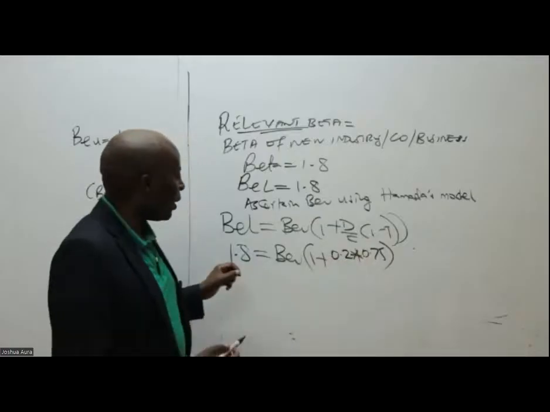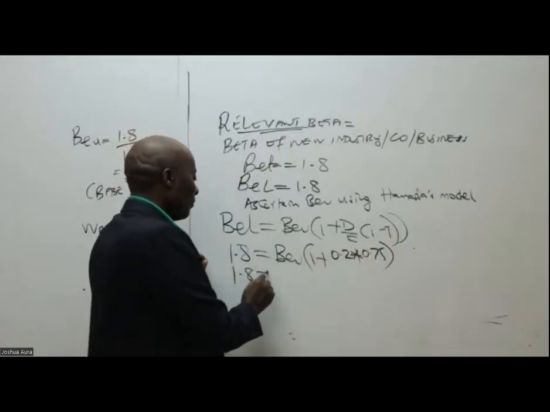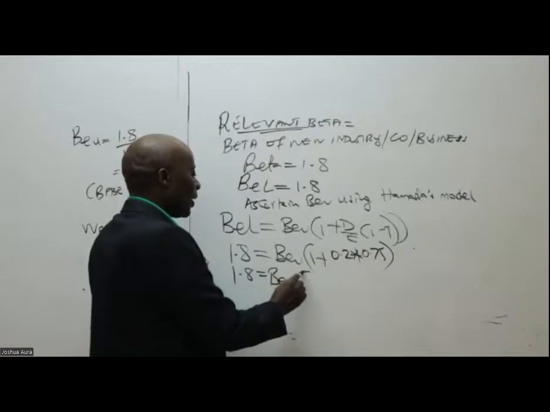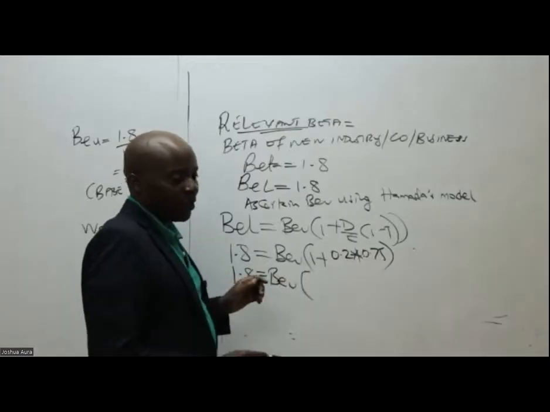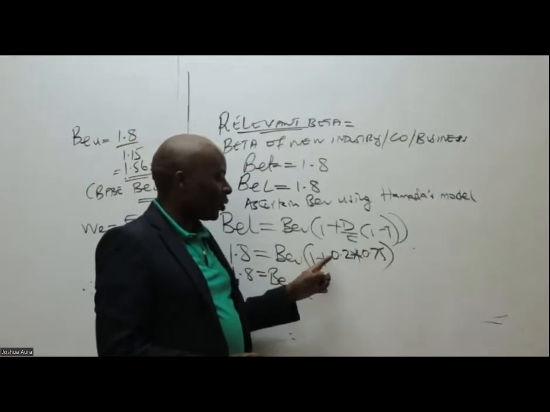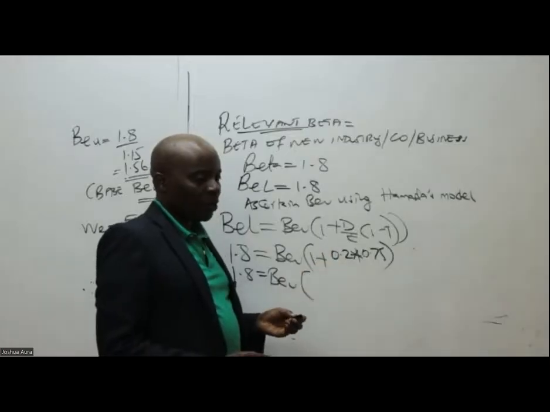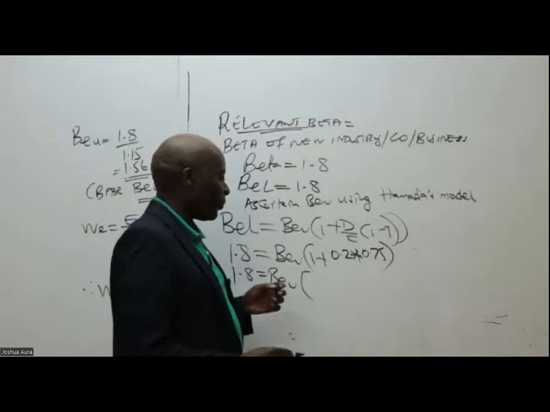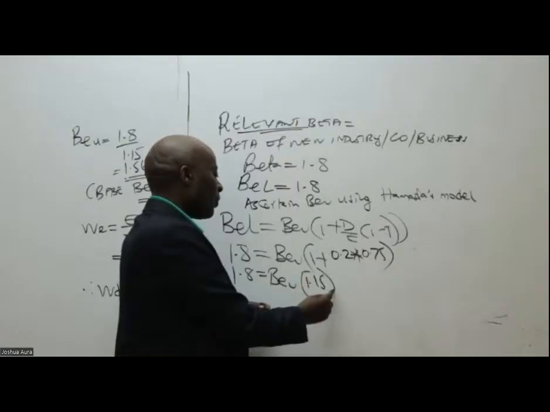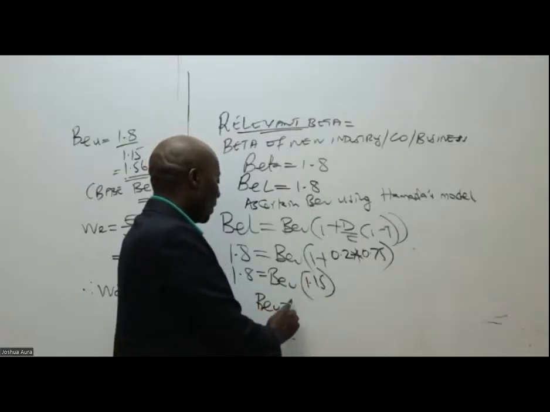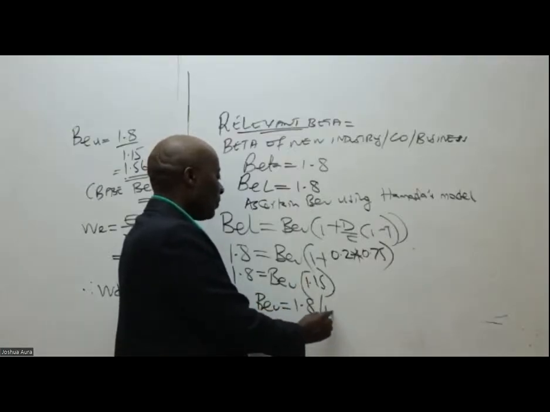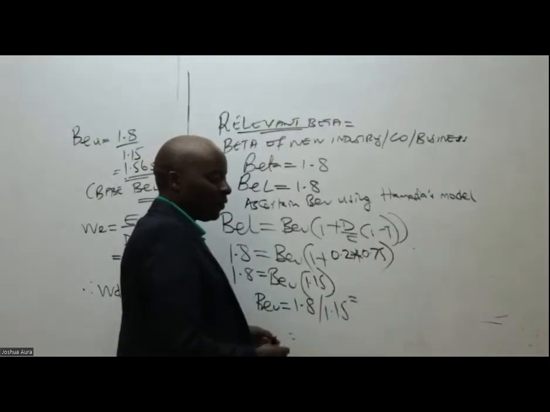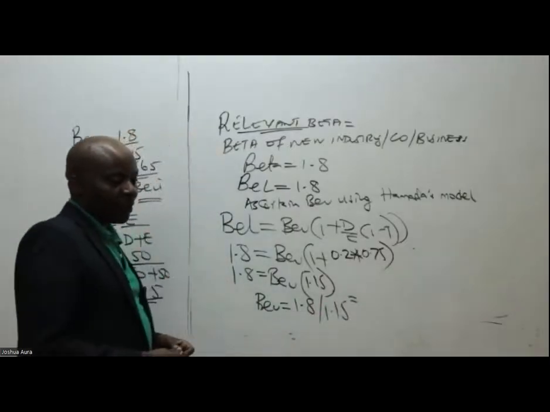So could you kindly give me what we have in brackets? What do we have in brackets here, somebody? 1 plus this times that. It's 1.15. So if I make BEU the subject, it will be 1.8 divided by 1.15, which gives me the same answer as the one that you had obtained.